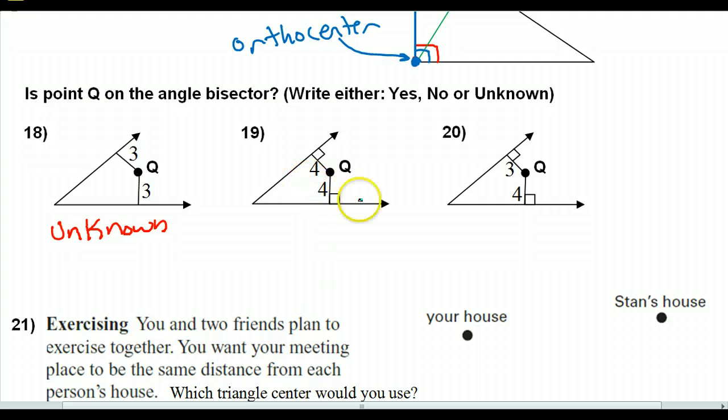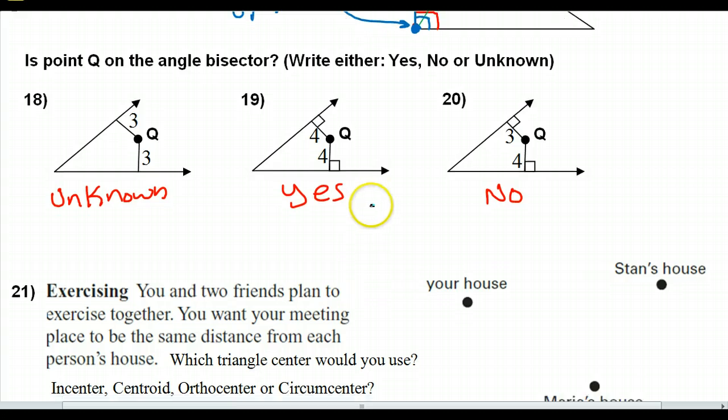So that's unknown. These are perpendicular distances, so I will be able to judge. So for number 19, I will be able to say definitely yes. If I were to draw a line here, that would be the angle bisector, because these perpendicular distances are equal. This one is definitely, for a fact, not on the angle bisector, because the perpendicular distances are not the same. So it's closer to the one line than it is to the other. So that's how you do 18, 19, and 20.